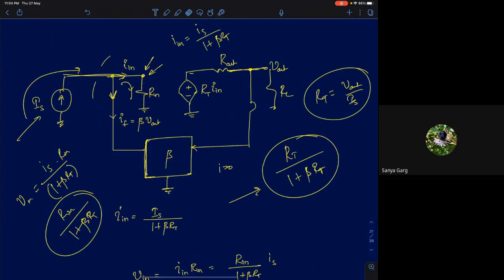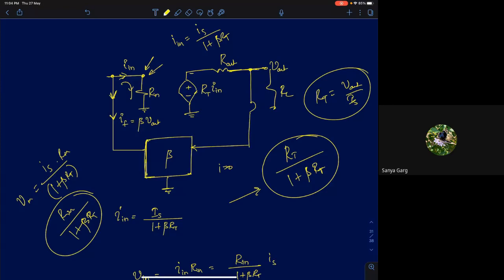Similarly, we can derive the expression for the output impedance. To measure the output impedance, I should open circuit this current source. Now look at this, the circuit is reducing to a very familiar circuit. It just looks like the voltage feedback amplifier circuit we were analyzing some time back. It has some difference to it. In structure, it looks the same, but operation-wise, it's very different.